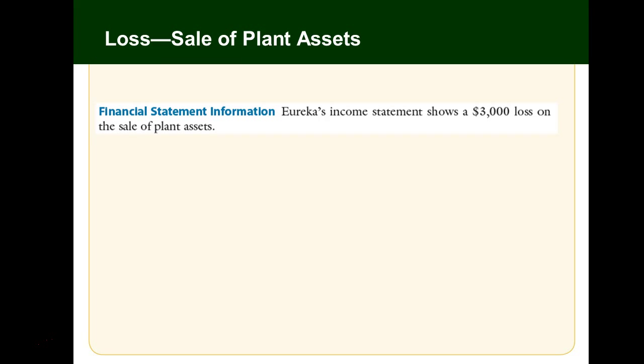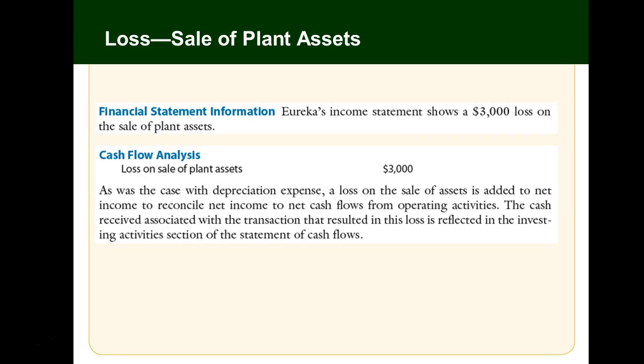Now the loss on plant assets. Eureka's income statement shows there was a $3,000 loss on the sale of a plant asset. As was the case with depreciation, a loss on the sale of assets gets added to net income to reconcile net income to net cash flows from operating activities. The cash received associated with the transaction that resulted in this loss is reflected in the investing activities section of the statement of cash flows.